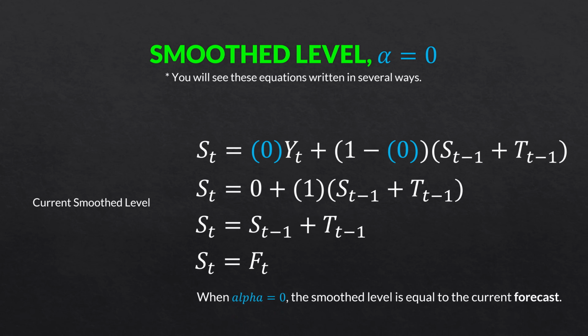So when alpha equals 0, the smooth level is equal to the current forecast. So in the prior period, we added those two things together and created a forecast. Well, when alpha equals 0, that forecast and the smooth level for our current period are the same thing. Now, when we see that in a chart, it will become very obvious how the process works from period to period. But remember, when alpha equals 0, the current smooth level is the same as the current forecast.